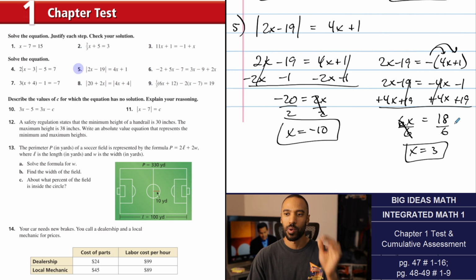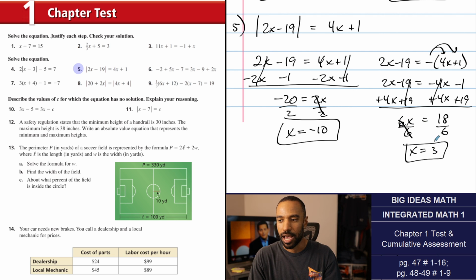Now you can double check this one, and heck, I will as well. Because if I substitute 3 in here, all should be good. 2 times 3 is 6, minus 19 is negative 13. Oh no, but that's okay. The absolute value of negative 13 is positive 13.